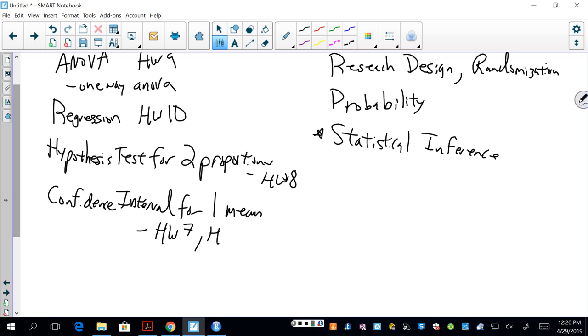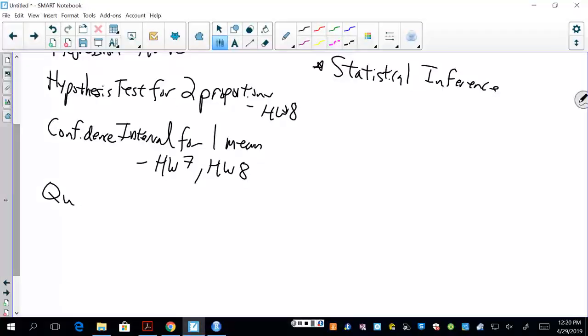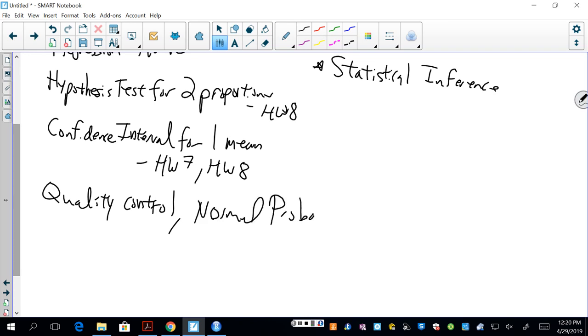In matched pairs, it was there on homework 8. We had two variables, we took a difference, you ended up essentially with one variable. So that kind of showed up there. Something on quality control. And normal probabilities. Normal probability calculations.